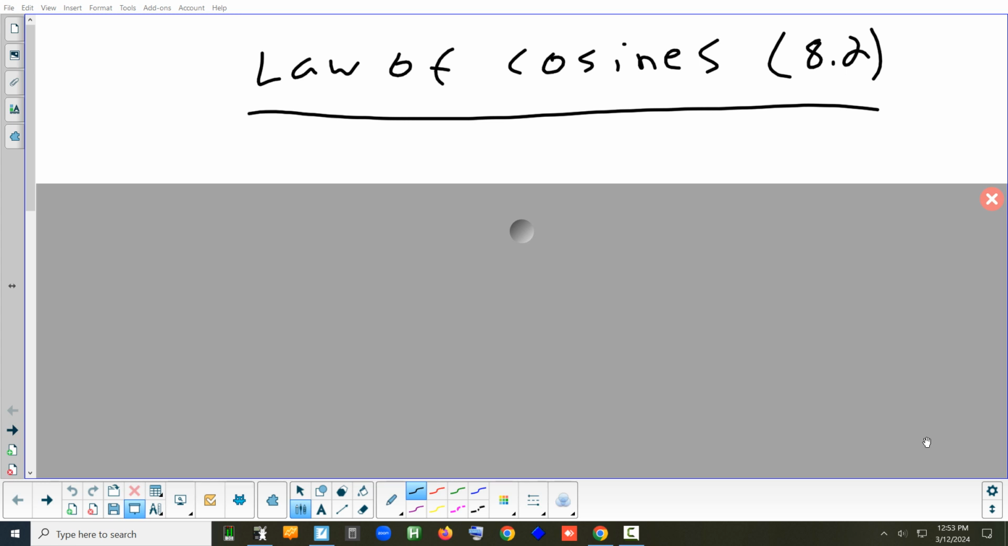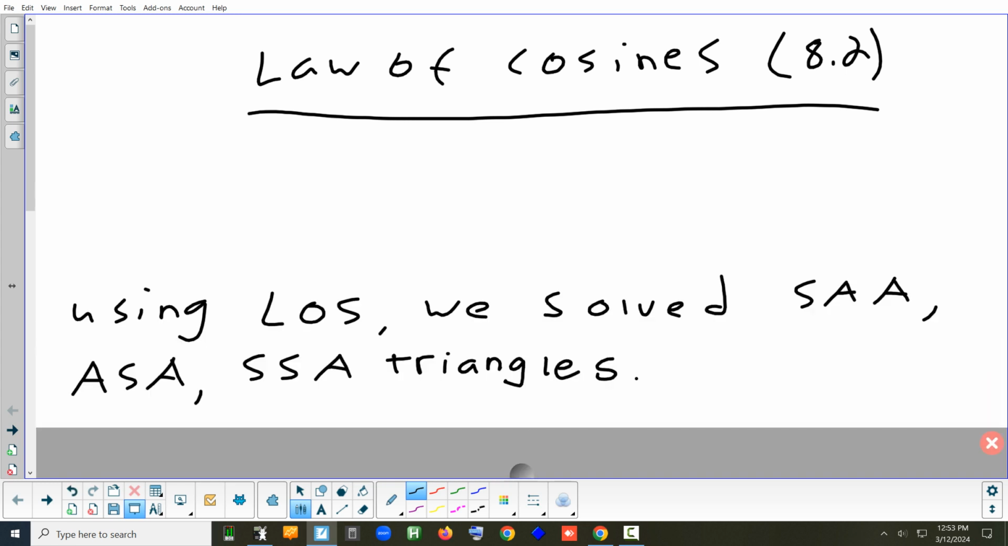All right, so last section we're going to look at on solving triangles is 8.2, and that's on law of cosines. Now, using law of sines, we already solved these three types of problems. Side angle angle, angle side angle, side side angle. Does anybody remember the other two types I said we were going to be able to do with this law?